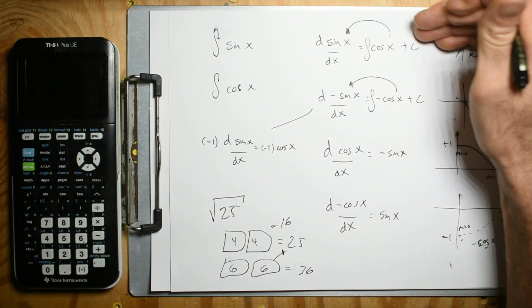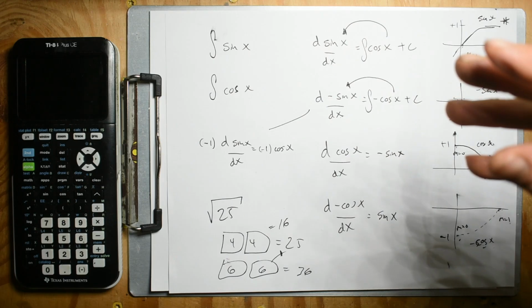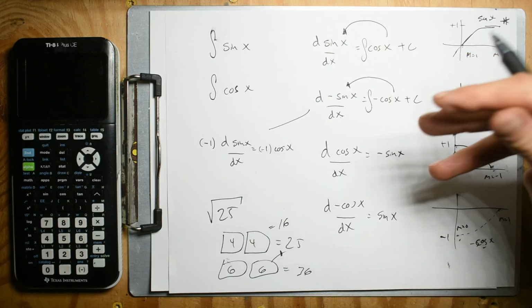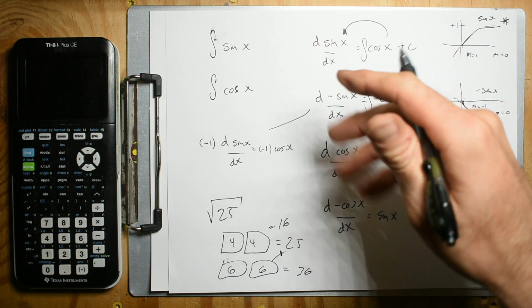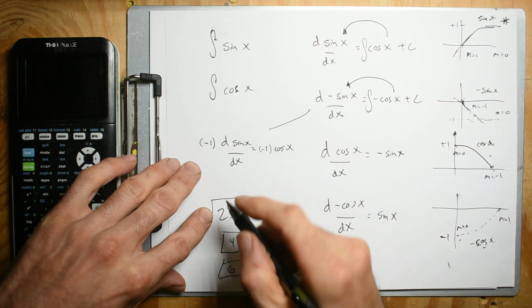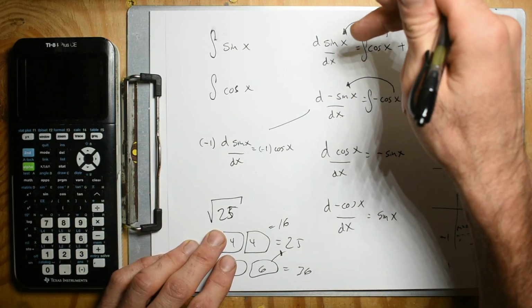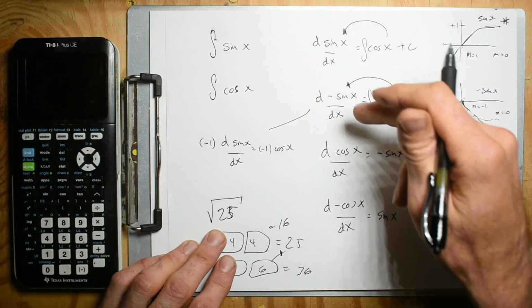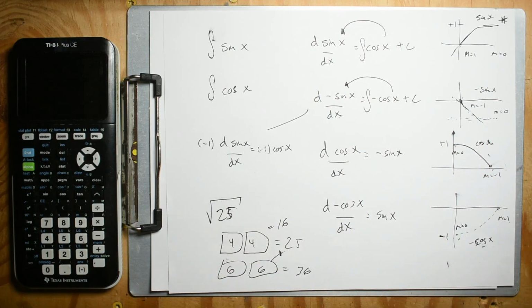But that's where I'm showing you the 4 different ones you'll come across. We want to be able to integrate sine x and cosine x. But like I said, don't think of it as integration. Find all 4 derivatives: the derivative of sine x, negative sine x, cosine x, negative cosine x, and now you have the integrals the other way.